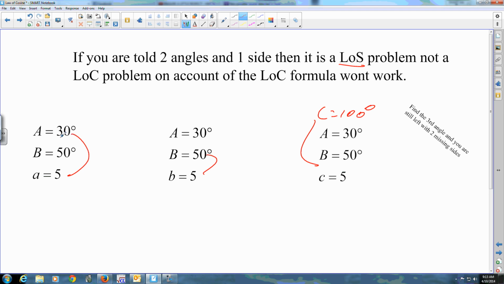If you try and fill one out, let's take this first one. A squared is equal to B squared plus C squared minus 2BC cosine of A. If I try and fill this out, I get 5 squared equals B squared plus C squared minus 2BC cosine of 30. I have too many unknowns. I can't do it. It just doesn't work.